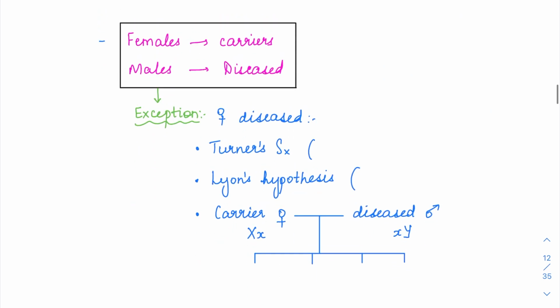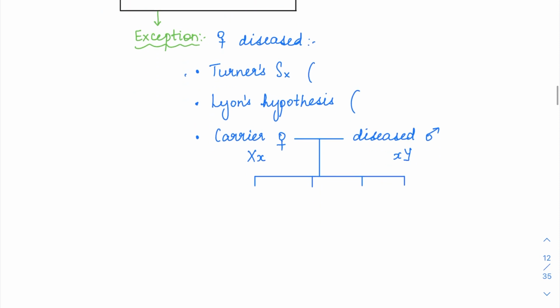Okay. So the exception to this rule, that the females are carriers and males are diseased, is that females can be diseased in 3 conditions. Firstly, the female can be diseased if there is a Turner syndrome. Turner syndrome is 45XO, right? And this O is already useless. There is no X. And if this X was the recessive allele, the defective one, then we don't have any X at all to do the function of the X chromosome. So in Turner syndrome, if this X is recessive, it is going to result in the disease in the female. Then Lyon's hypothesis.